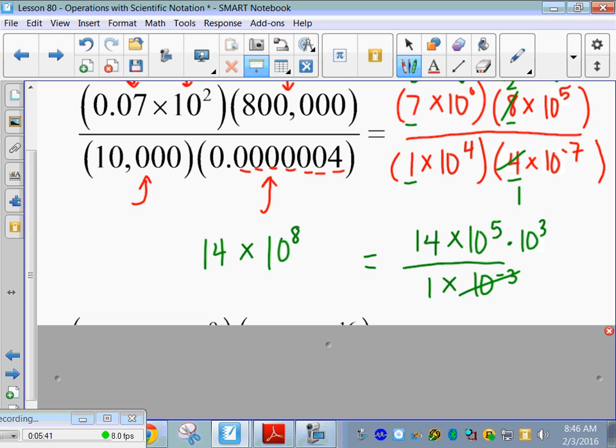Aaron, is this in true scientific notation? No. We got to move it back one space. So it's 1.4. If I move it back a space, what do I do here? Yeah, add 1 to the exponent. Opposite, right? Backspace, add 1, so that would be 9.